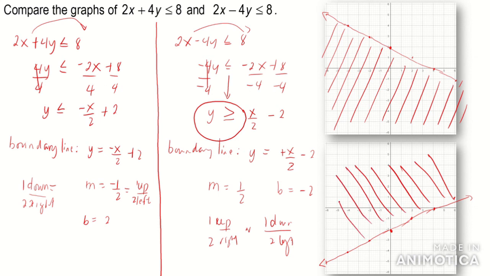Okay, so obviously the two inequalities are different. Since the boundary lines have different slope and y-intercept, and of course they have different solution sets. Okay, I hope this is clear now.